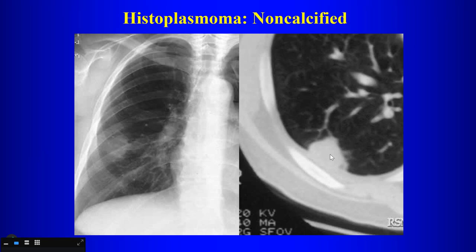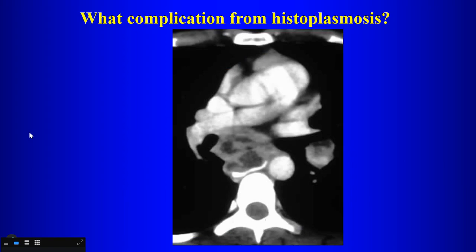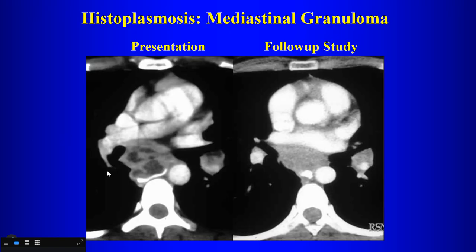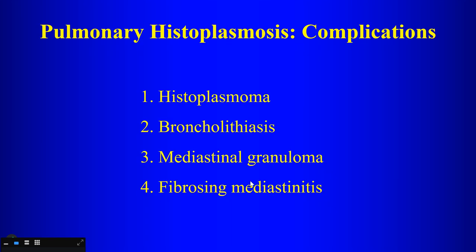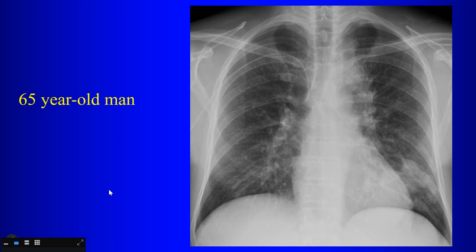Sometimes they're non-calcified, right? In which case it just looks like a nodule, non-specific, exactly. It looks like a cancer, right? So that can happen. Here we have necrotic lymph nodes, and that can also occur with histoplasmosis. These are called mediastinal granulomas. So they're necrotic. When they go on to heal after treatment, then the central low attenuation can go away. All right, so that's mediastinal granuloma. And then here's an example showing the lymph nodes impressing on the esophagus. Okay. So those are the complications of histoplasmosis, right?